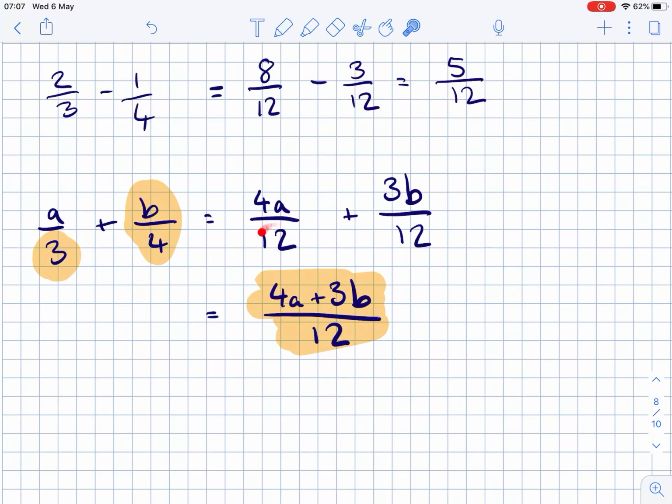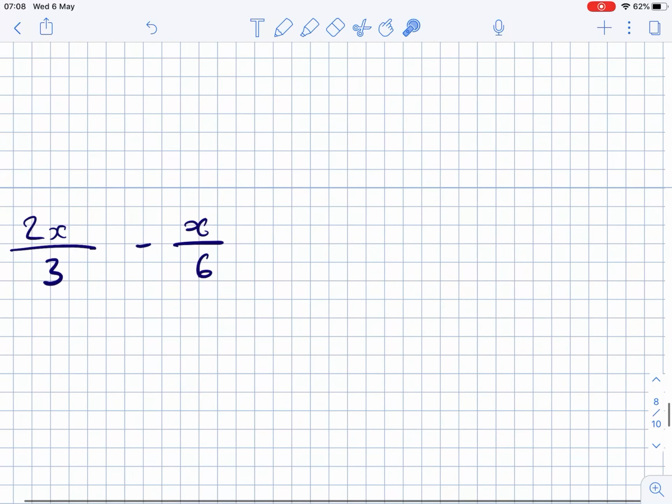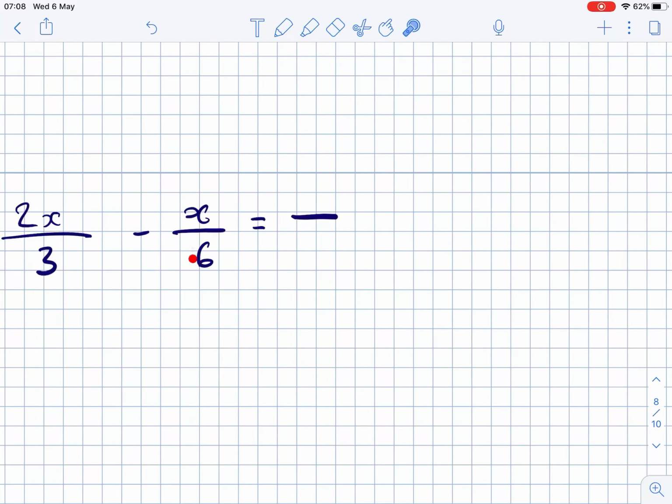So if you're stuck trying to find this, you could always times the right-hand fraction by the left-hand denominator and vice versa. However, in this next example, I can take a slight shortcut. So rather than timesing this whole fraction by 6 and this whole fraction by 3, I could say, well, the lowest common multiple of 3 and 6 is just 6. So I only need to multiply the left-hand fraction by 2 over 2.